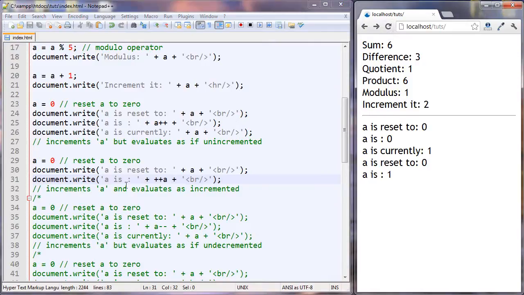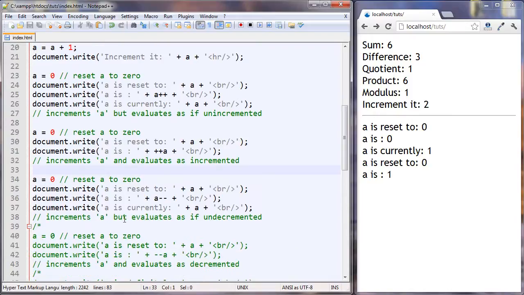Okay, so yeah, a was reset to 0, and now a is 1. So here we had a is 0, a is 1. So you can see the difference that this made. Alright, let's look at a bit more.